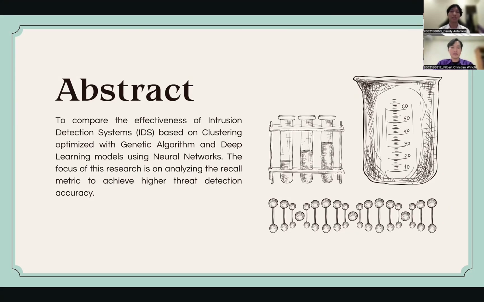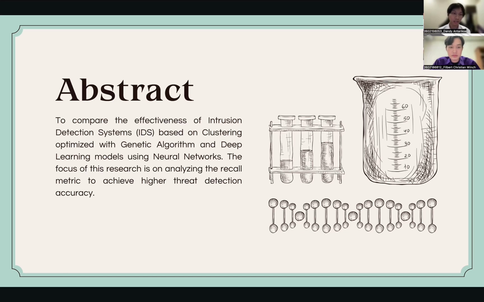Okay, the abstract for this research paper is to compare the effectiveness of an intrusion detection system, or IDS, based on clustering optimized with a genetic algorithm and deep learning models using neural networks. The focus of this research is on analyzing the recall metrics to achieve higher threat detection accuracy.